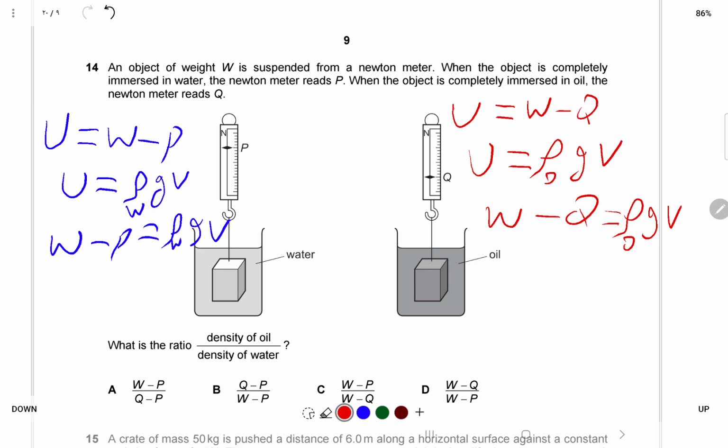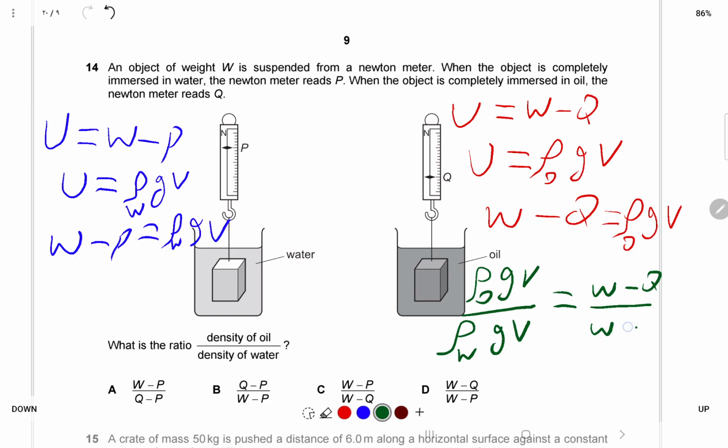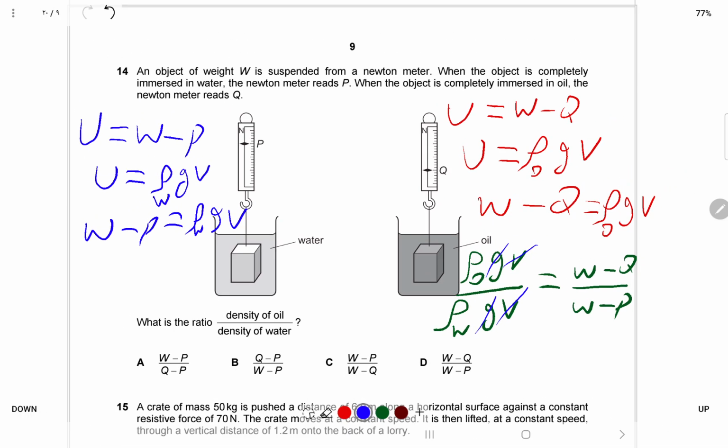Now in order to continue solving, let us divide both equations to get density of oil over density of water. So if you divide the equations, rho oil G V over rho water G V, because volume is the same in both cases, is equal to W minus Q over W minus P. Here you can cancel G and G, V and V, and then you get the final answer, which is D. Option D is the correct answer.